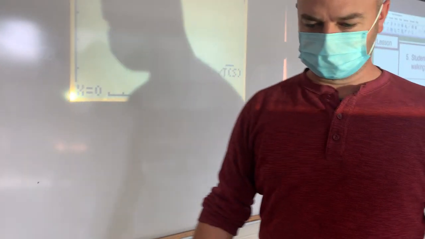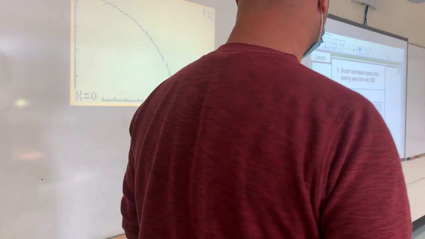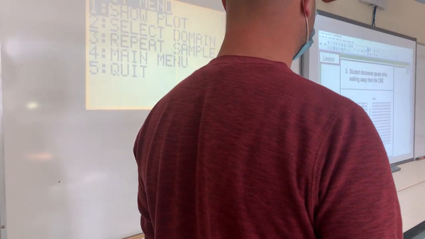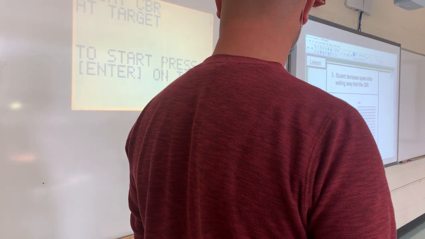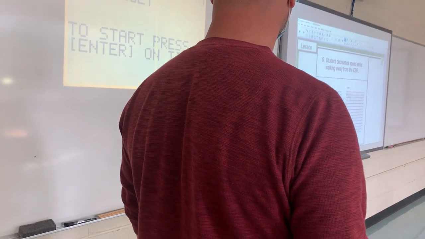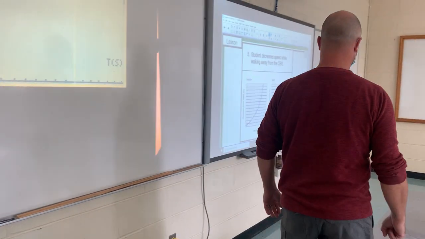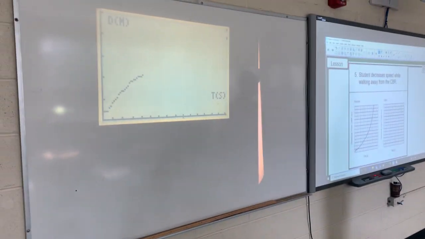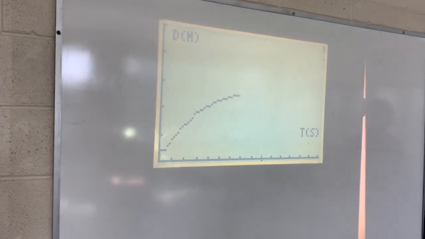Remember, he's going to start close to the CBR this time, as he's going to be decreasing speed, moving away from the CBR. So when we're ready to go, I'll hit start. He's going to start now. Notice he starts very quickly, but then he's starting to slow down. What is this looking like on the graph?